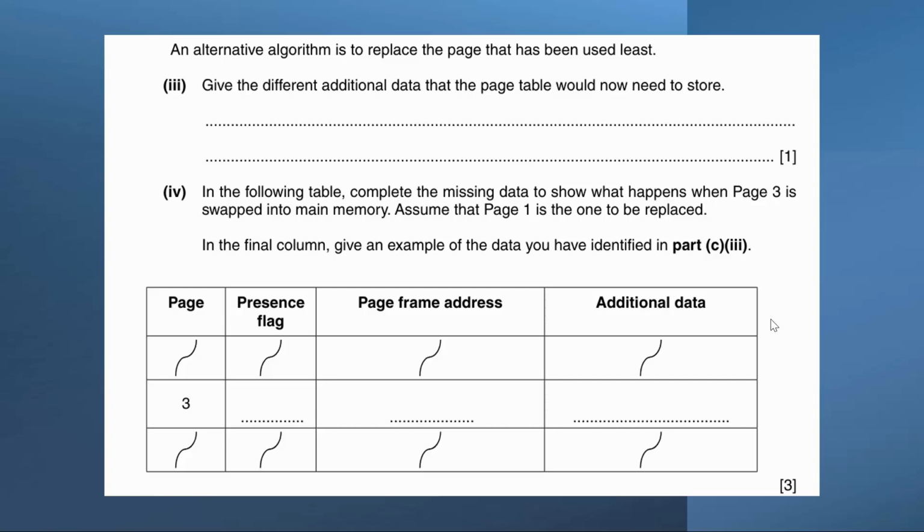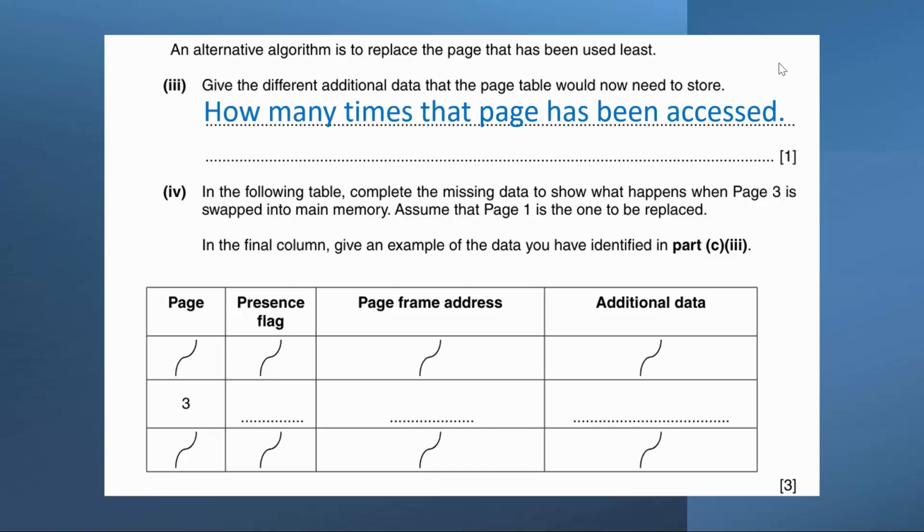An alternative algorithm is to replace the page that has been used least. Give the different additional data that the page table would now need to store. Knowing the time that it entered doesn't even remotely tell us how many times it has been used. It says give the different additional data. Well, of course we have to give different additional data, because time doesn't tell us how many times it's been accessed.